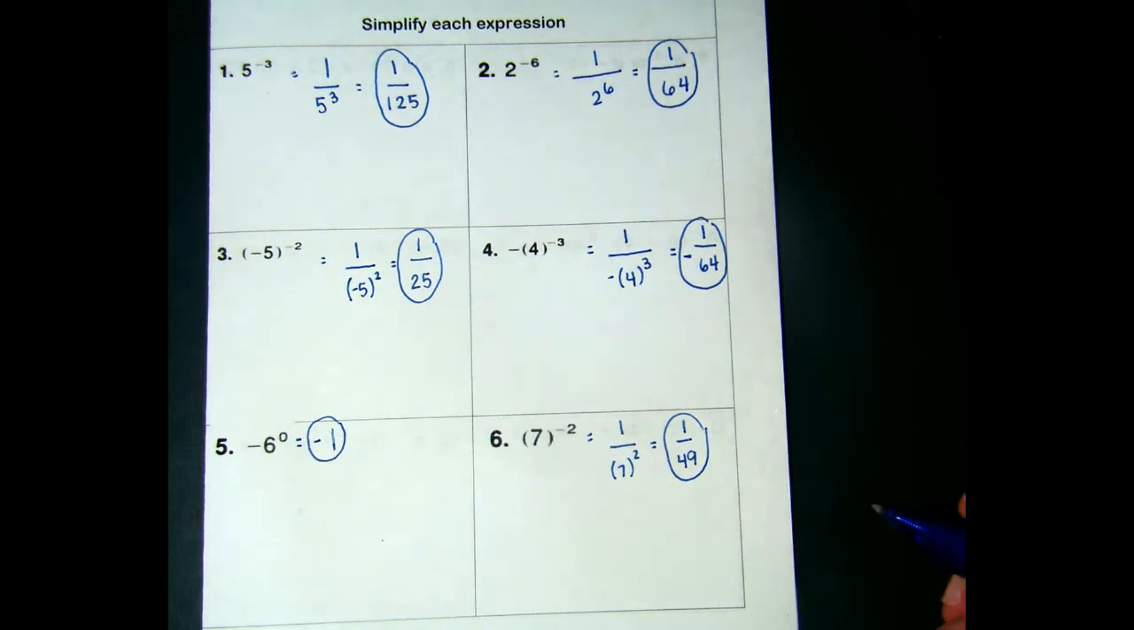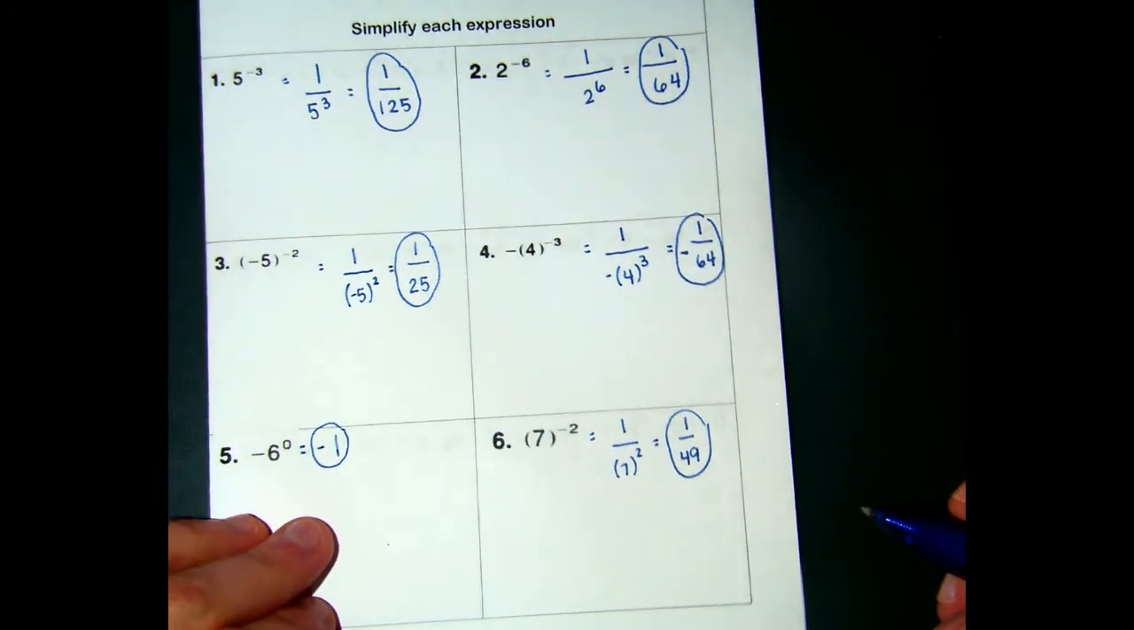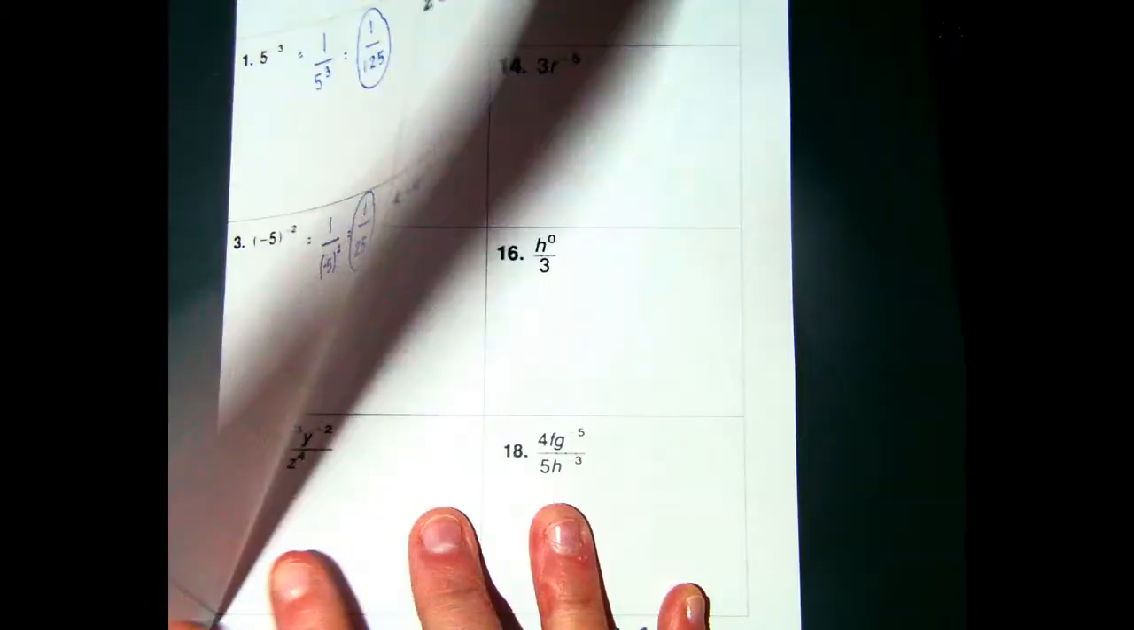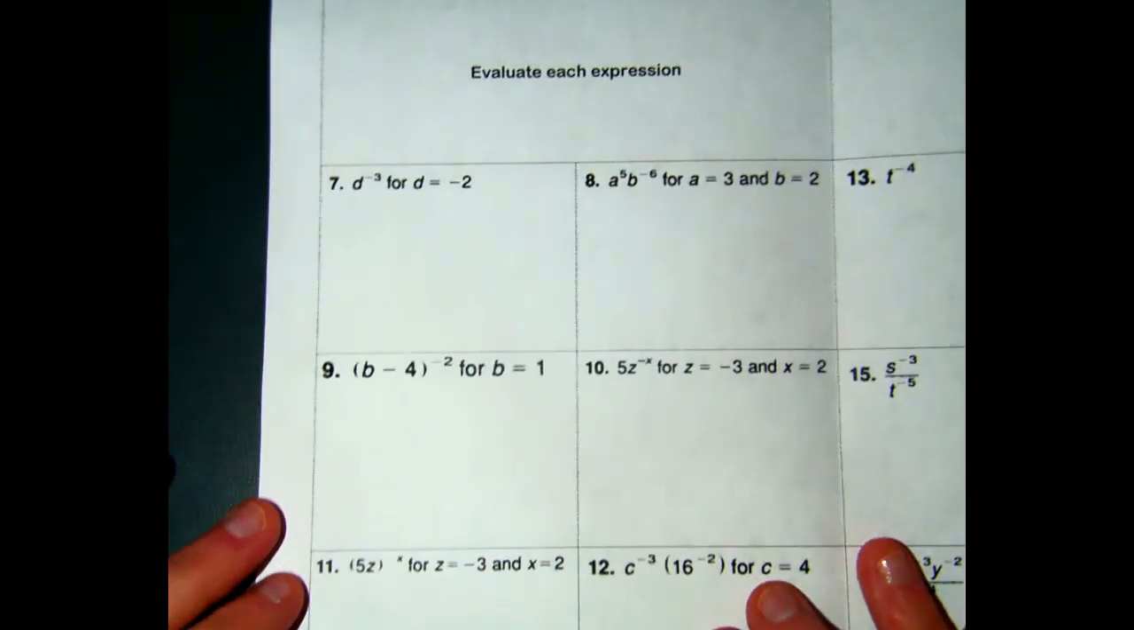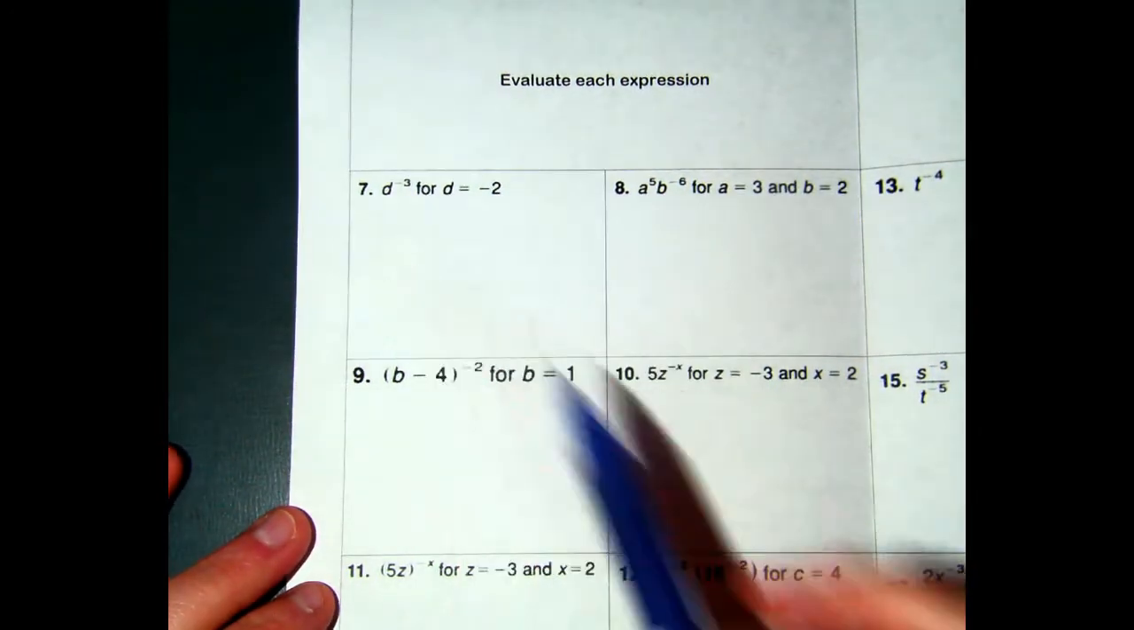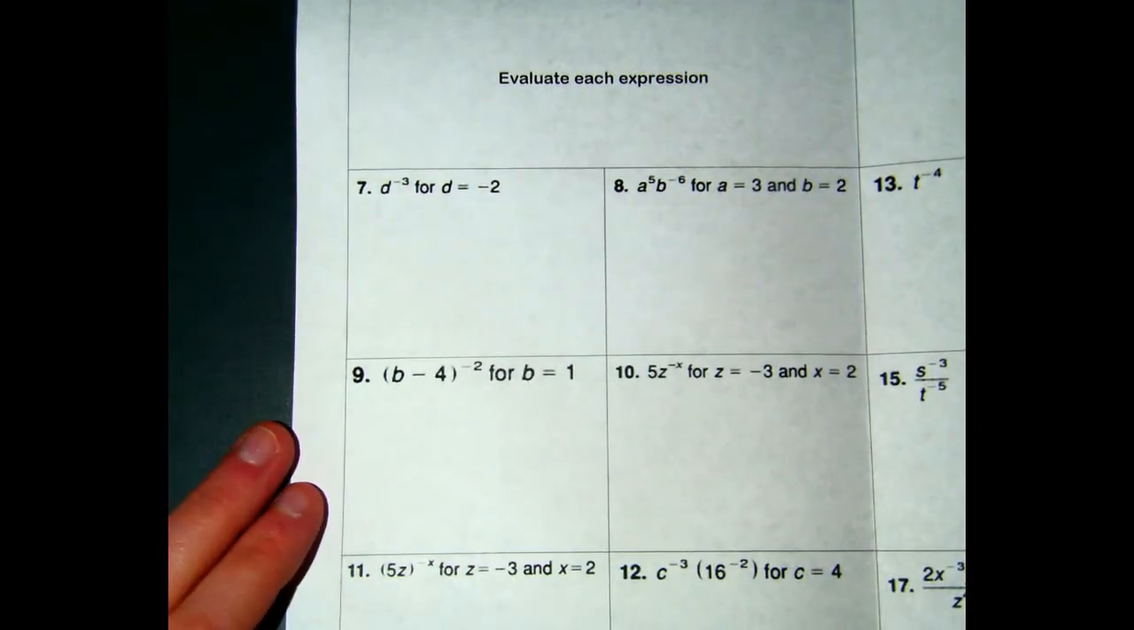I'm now going to do some without numbers, with just variables. I actually will be, as the directions say, evaluating each expression. So 7 through 12 is talking about evaluating, meaning I'm going to plug the number in. I am going to go ahead and plug the number in at the end, after I have simplified and gotten rid of my negative exponents.